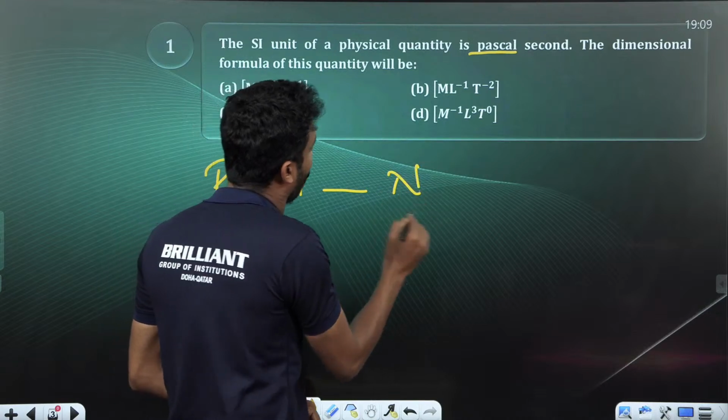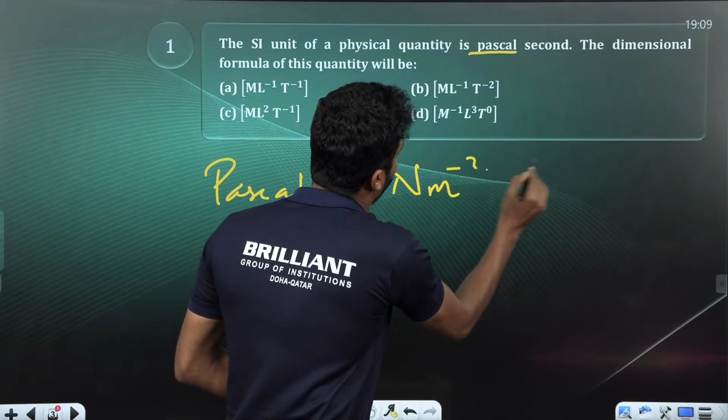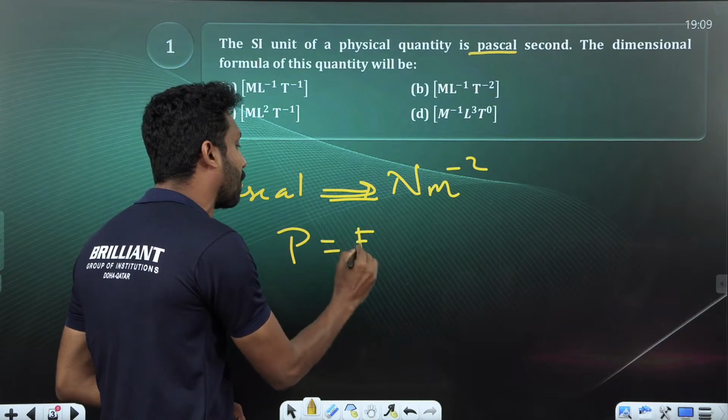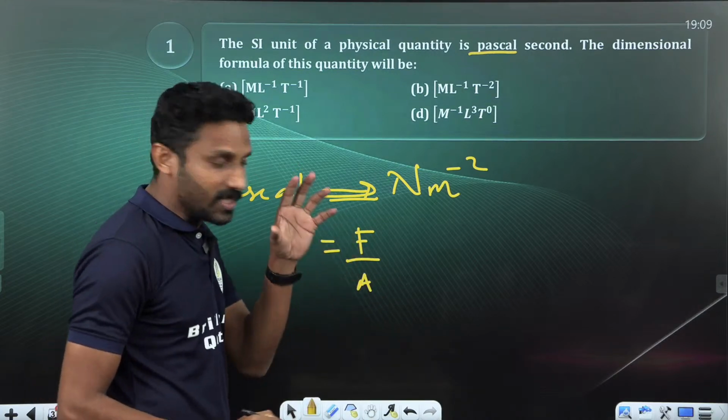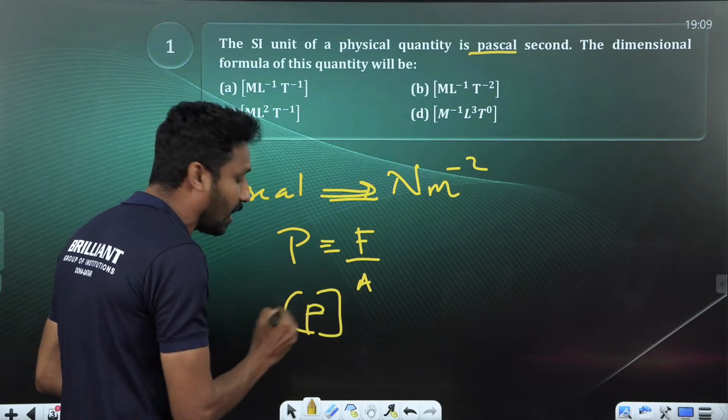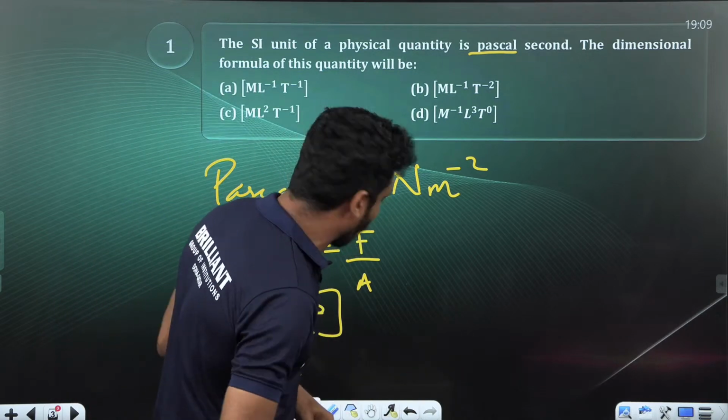Pascal is Newton per meter square. We know that. It is the SI unit of pressure. Pressure means force divided by area. Then what is the dimensional formula of pressure? You know the dimensional formula of pressure.